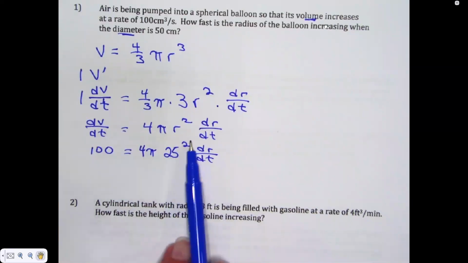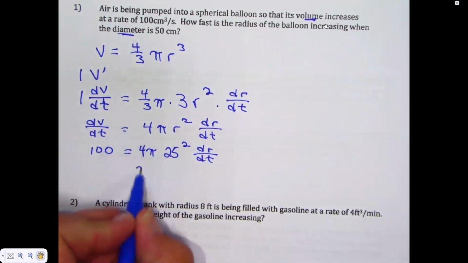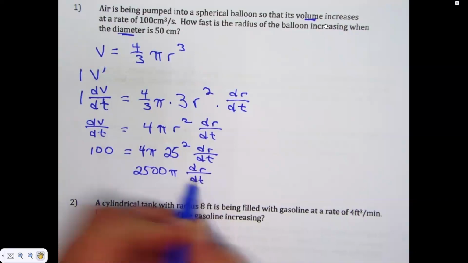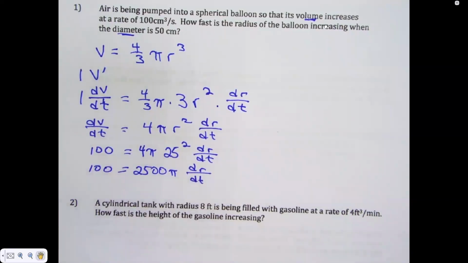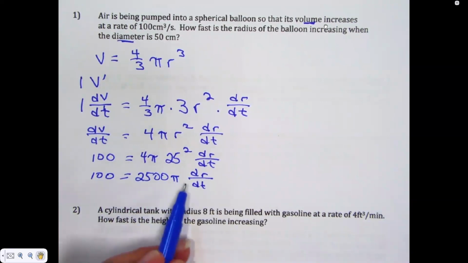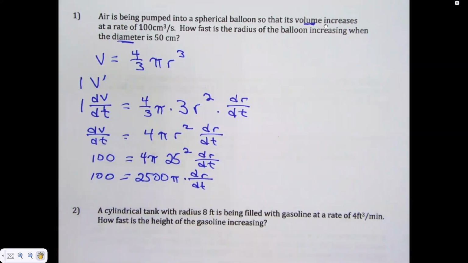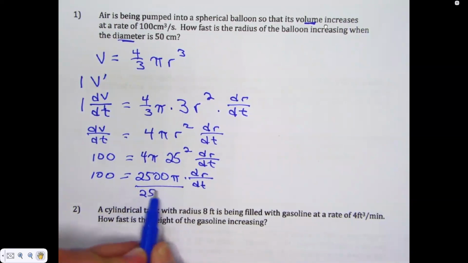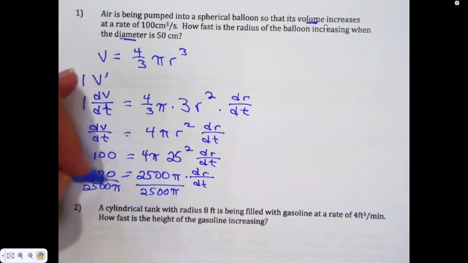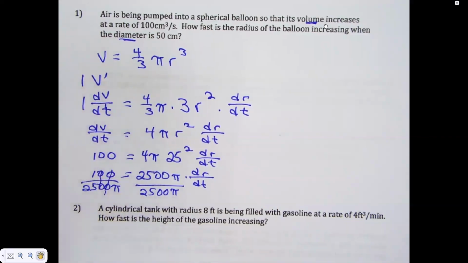Let's see. So if we do 25 squared times 4, that should give us 2,500. These answers aren't that pretty. So do we see where that's coming from? 25 squared and then times 4. And then how am I going to get dr dt by itself? This is just multiplication, so we're going to divide by the 2,500 pi. Okay, we can cancel the zeros there, right? The pi is on the bottom.